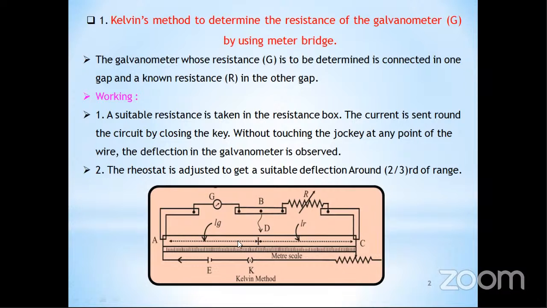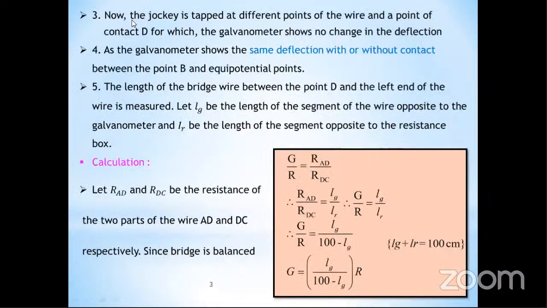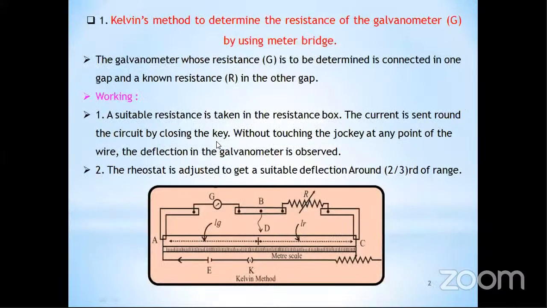Then the jockey is tapped at different points of the wire, and a point of contact D is found for which the galvanometer shows no change in the deflection. That means the same deflection with or without contact at the point B. When we join this circuit, the galvanometer shows half deflection. Suppose the galvanometer has a range of 30. Then when we join all the connections, the galvanometer shows a reading of 15.